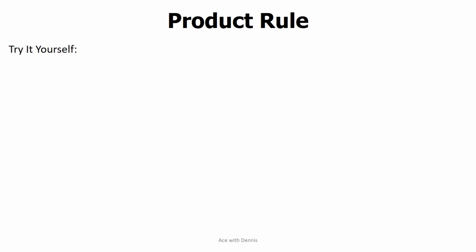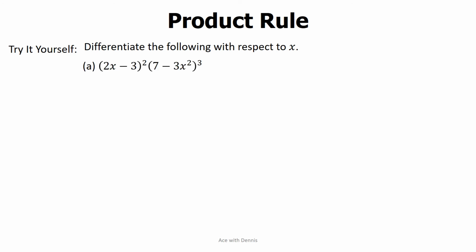Now, you can try this example yourself. Differentiate the following with respect to x. A, (2x minus 3) squared times (7 minus 3x squared) cubed. B, x squared times the square root of x plus 3. You can pause the video and try to solve it yourself.